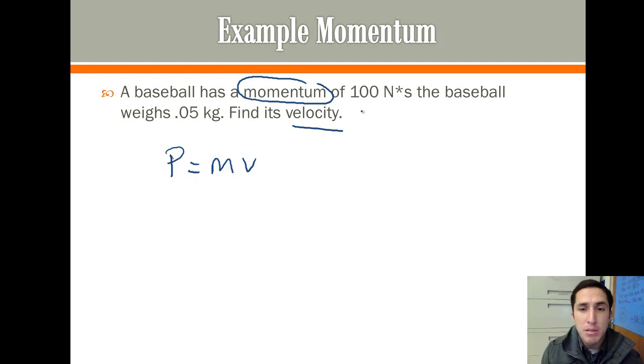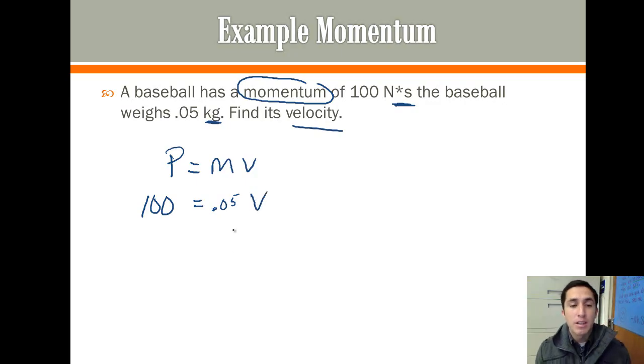Alright, did they give us a momentum? Oh, yes, they do. I see Newton seconds here. So let's put the 100 right there where the P is. Do they give us a mass? Let's see, baseball weighs... I see kilograms. That's got to be mass. So 0.05. Find its velocity. We don't know velocity, so we're just going to leave it as V.